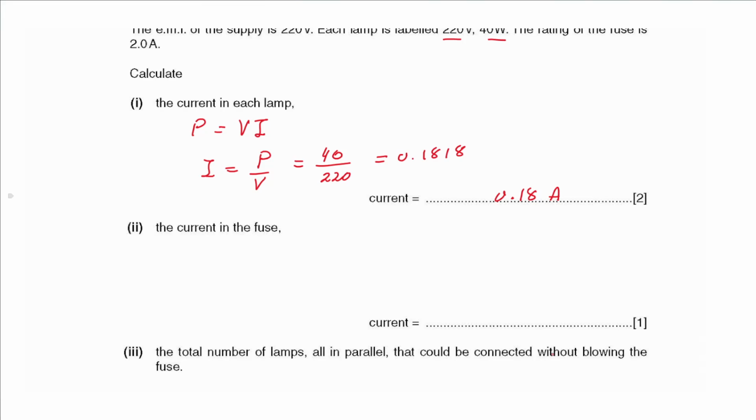Double I says calculate the current in the fuse. We have 3 lamps in parallel, each carrying 0.18 amperes. So the total current in the circuit and the fuse will be 3 times 0.18 or 0.18 plus 0.18 plus 0.18. That gives an approximate value of 0.55. If we use the actual number, it will be 0.54 recurring. So it will be approximately 0.55 amperes.